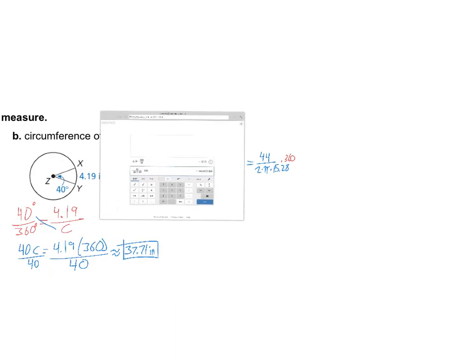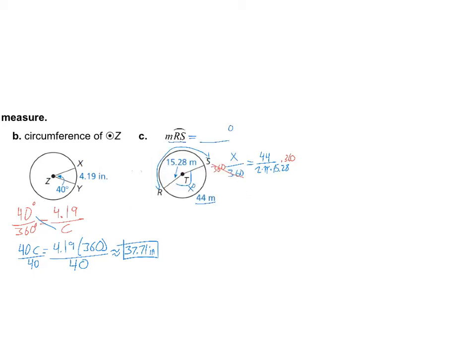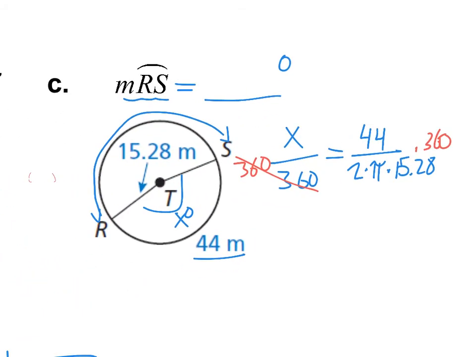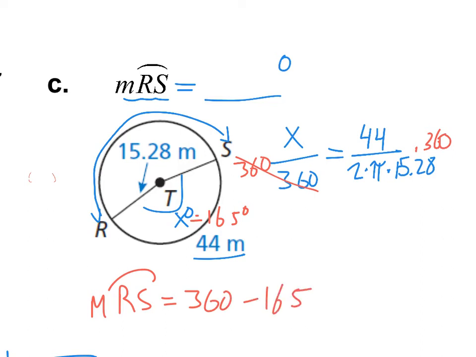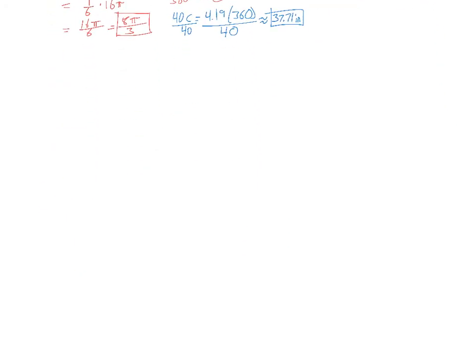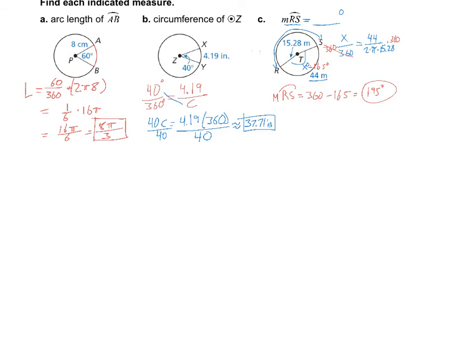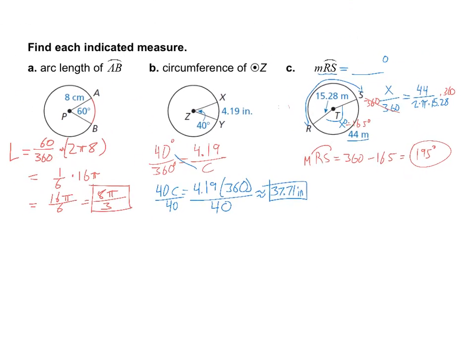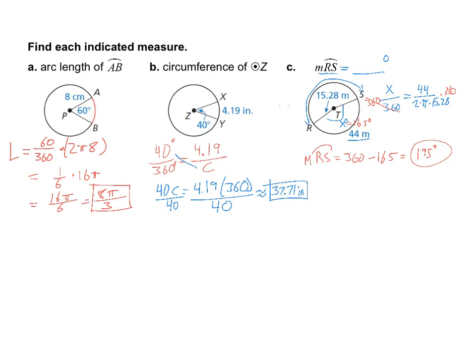So let's get this guy out of here. We know we're at 165 degrees. Now careful, that's this one, 165. So this RS, measure of arc RS, is going to be 360 minus 165. 360 minus 160 is 200, minus 5 is 195 degrees. So a little twist there at the end. So that's arc length. So we have a part of a circle, okay?